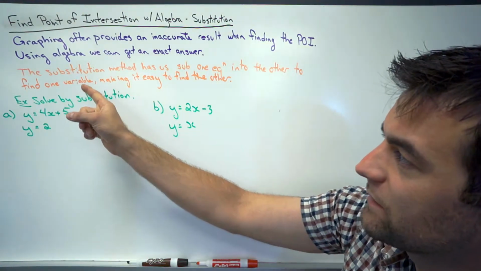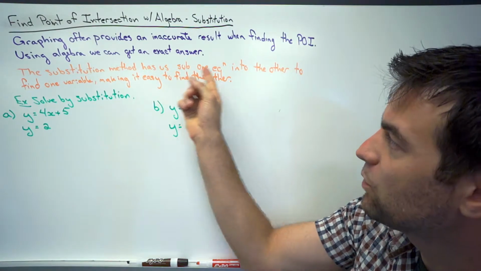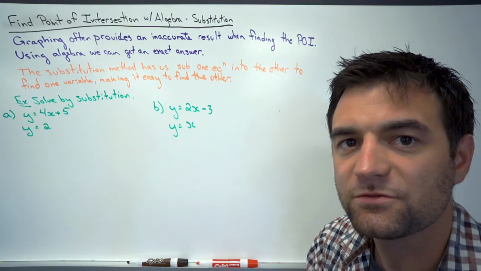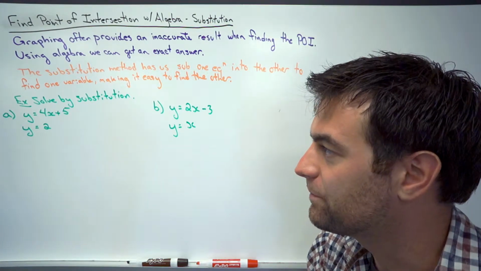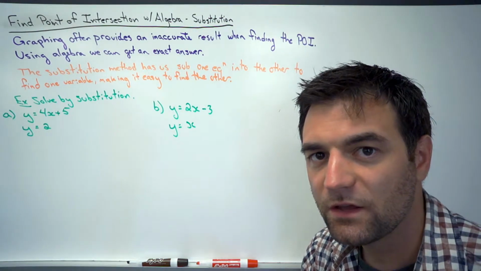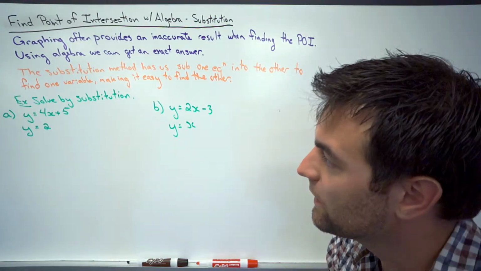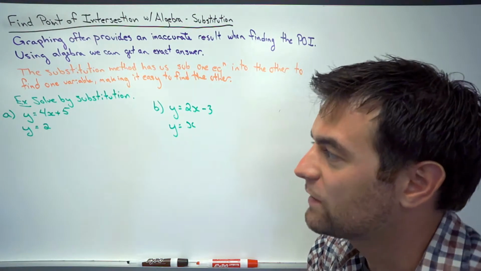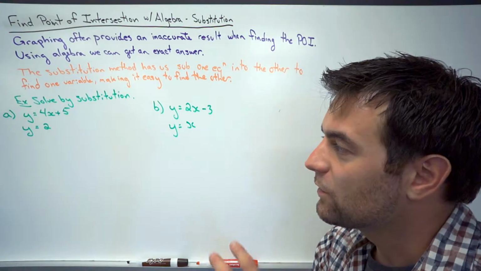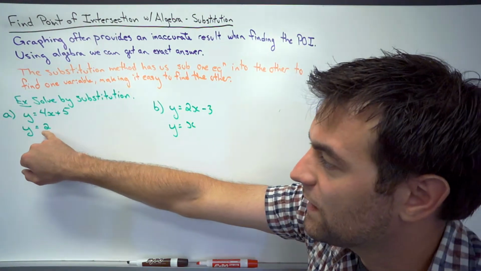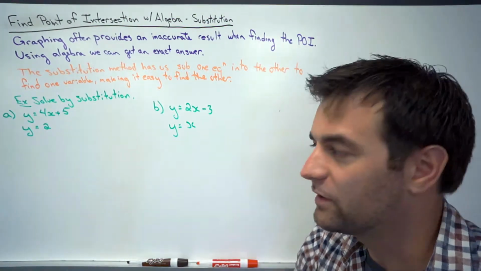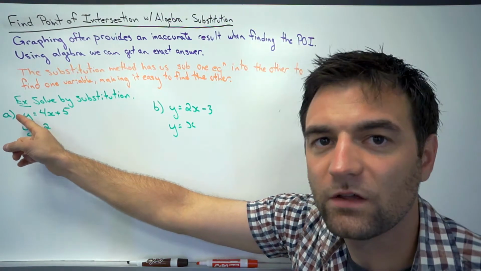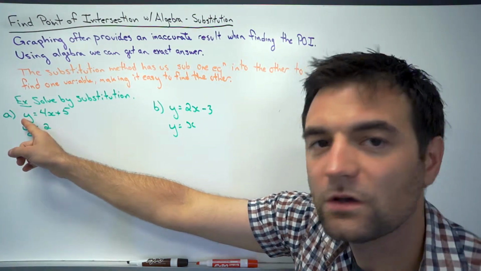Now, the substitution method has us sub one equation into the other to find one variable. And then it becomes very easy to find the remaining variable. So we'll look at a few examples and see the procedure in substitution. In this first question, we have y equals 4x plus 5 and y equals 2. Here we have two different equations, and I've set it up so that it's a little more familiar. The y equals 2 can be subbed in for the value of y.